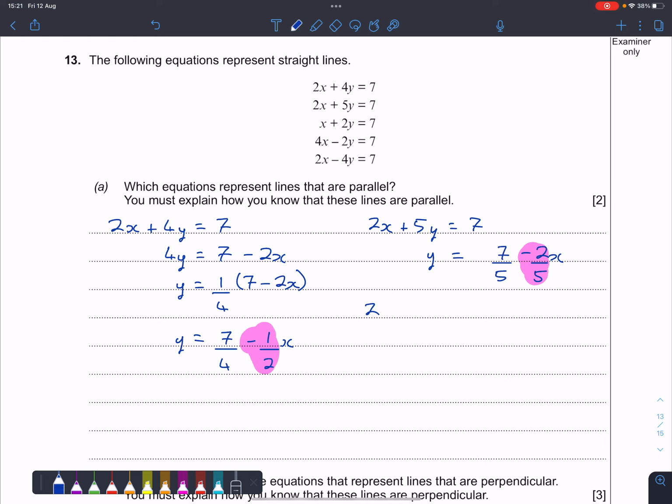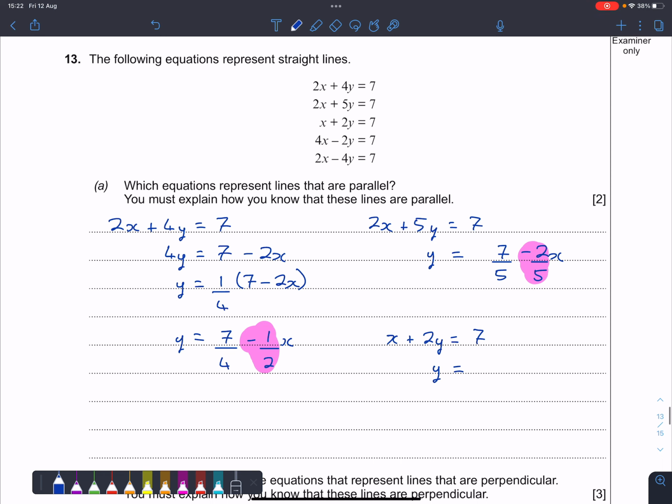Let's take x plus 2y equals 7. If I rearrange this, I'm going to start by taking off x, so 7 minus x, and then I'm going to divide everything by 2. That will give me 7 over 2 minus a half x. Okay, I now have parallel lines. So we got those that are parallel because they have the same gradient. But we just have to check the other two.